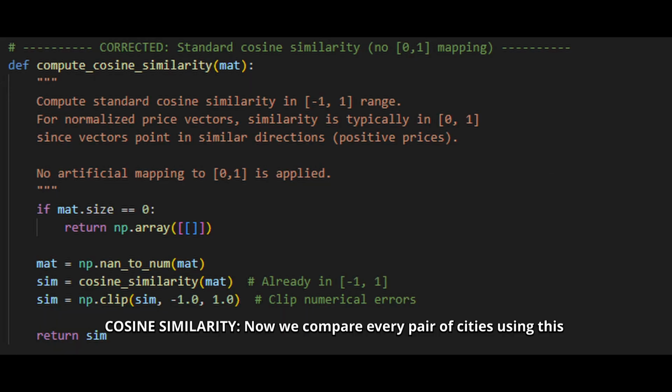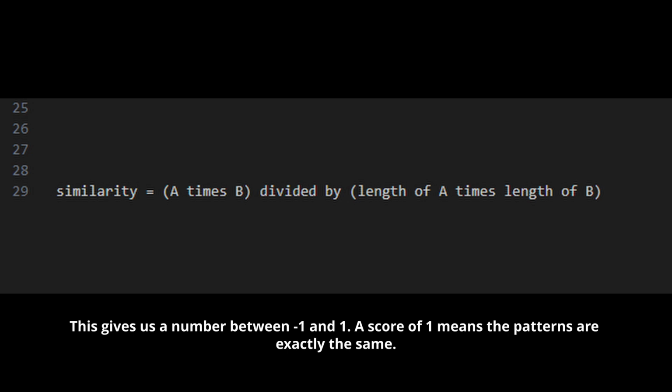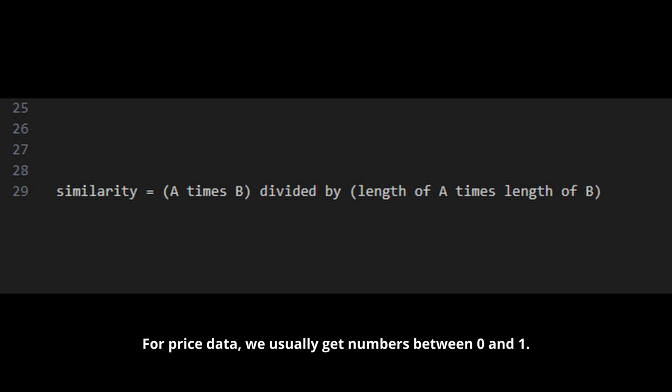Cosine similarity. Now we compare every pair of cities using this formula. Similarity is equal to A times B divided by length of A times the length of B. This gives us a number between -1 and 1. A score of 1 means the patterns are exactly the same. For price data, we usually get numbers between 0 and 1.